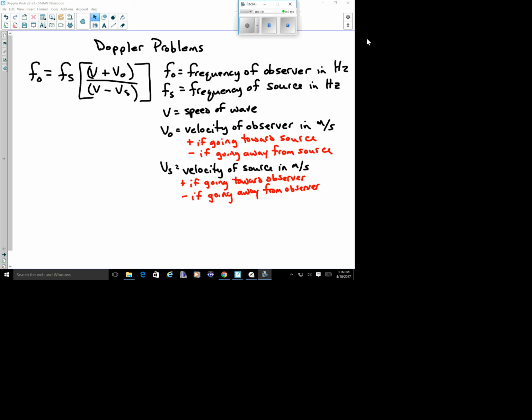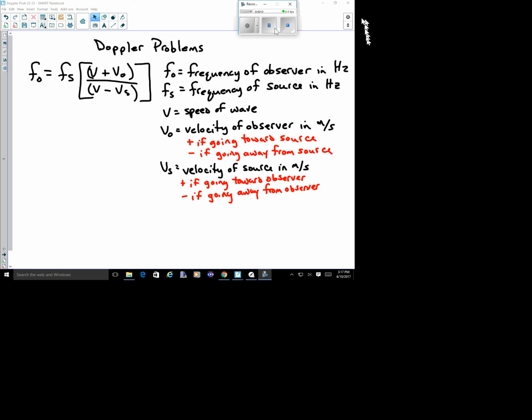Now, in red down here, I'll put down it's positive if it's going towards the source, negative if it's going away from the source. Just keep that in mind. We'll do a few practice problems with that. And then finally, the last letter is V sub S, which is the velocity of the source measured in meters per second. Once again, positive if it's going towards the observer, negative if it's going away from the observer. So if you didn't get a chance to write all that down, go ahead and stop the video. I'm going to go to the next page here and show you these problems that we can do. Okay, so go ahead and stop it if you need to.